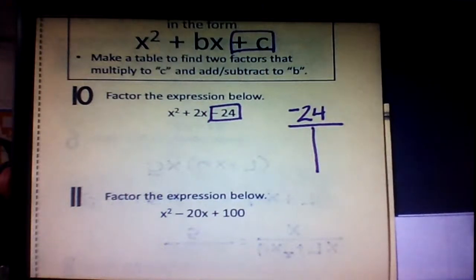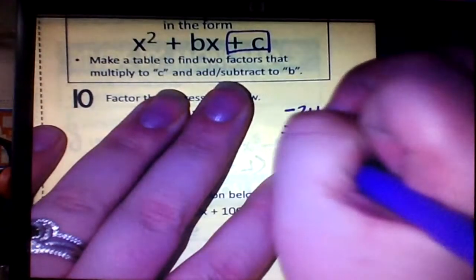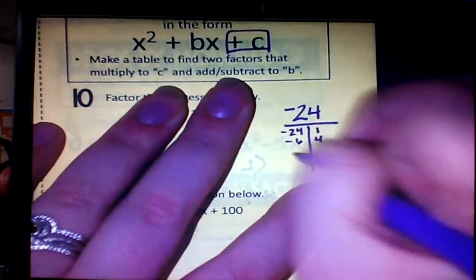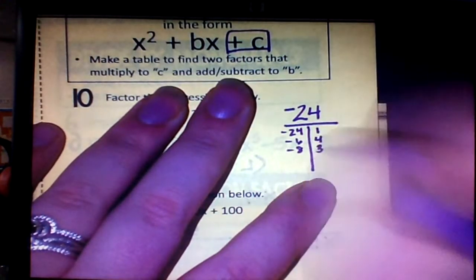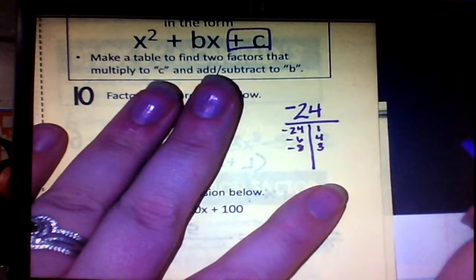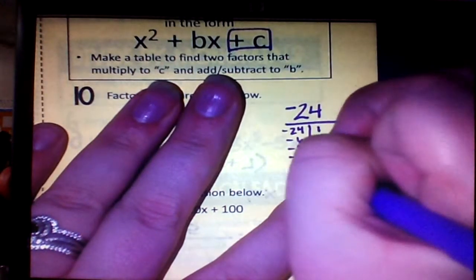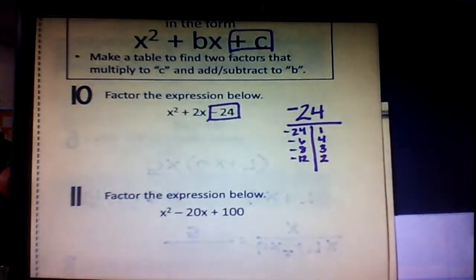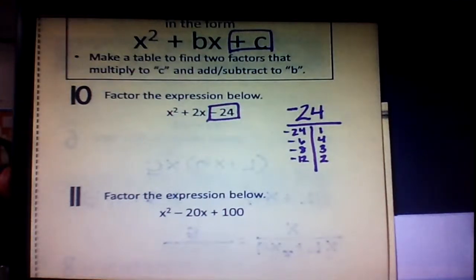Negative 6 and 4. Negative 24 and 1. Negative 8 and 3. Negative 8 and 2. Hold on. That's it. Anyone else? Okay. Negative 12 and 2. Negative 3 and 8. Same thing as negative... No, it's not.